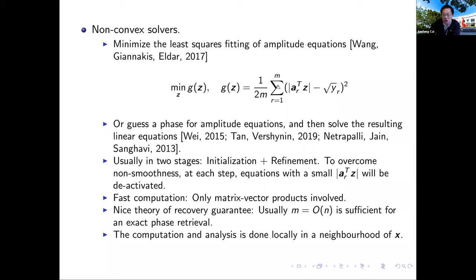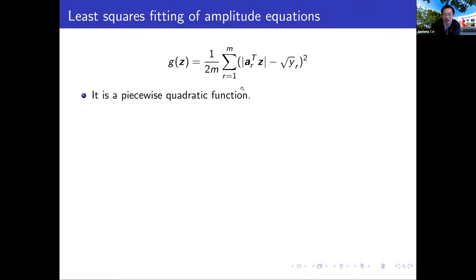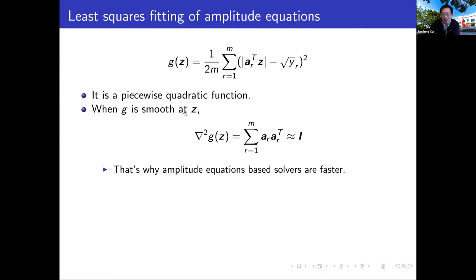So what I'm going to do is check this function g(z), this non-convex optimization, globally. Let's see what this least squares fitting is. You can see that this least squares fitting is actually a piecewise quadratic function, right? And if this g function is smooth at z, you can take the Hessian of this matrix. Now you can see that the Hessian is just the summation of a_r star. Because we have assumed that A is Gaussian, this is very, very close to the identity, which means that at most points z, this g function has a very perfect Hessian.